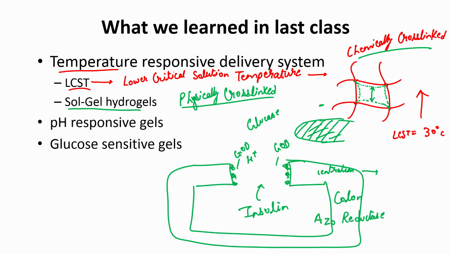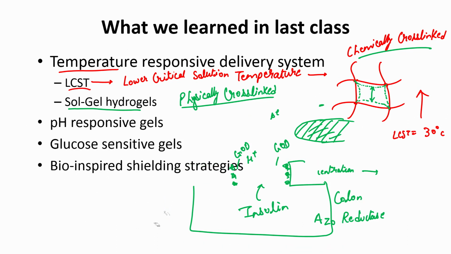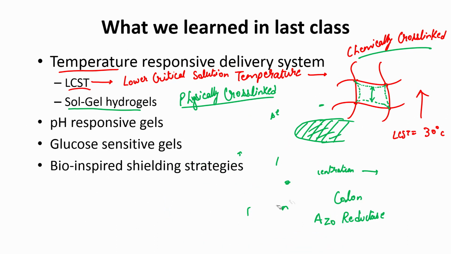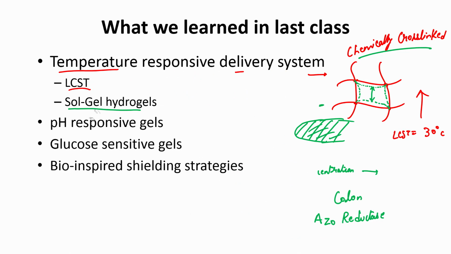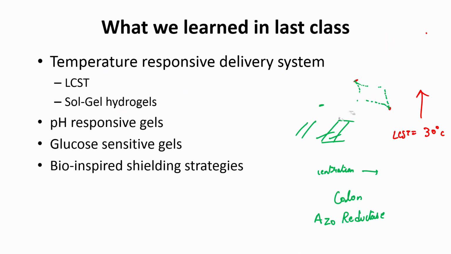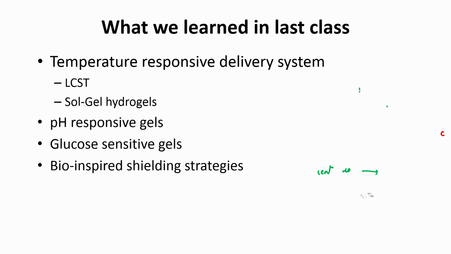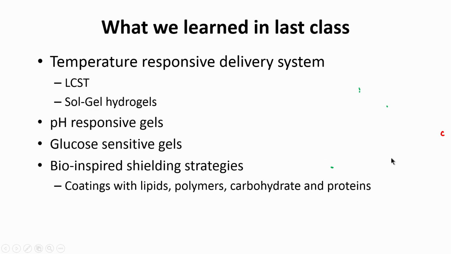So, these are some of the systems that we discussed in the last class, and then towards the very end we learned about some bioshielding strategies. Those were more that let us say we have particles and we do not want our biological system, our immune system, to detect them, then what is the way that we can prevent their detection, and there are several things that we can do as we have already discussed throughout this course, and this is just sort of a repeat of that. So, one thing that we can do is coat them with lipids.